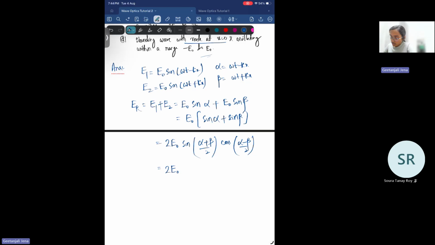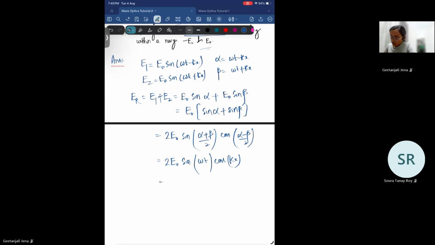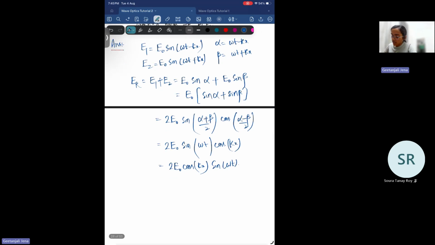we get 2E0 sine omega t cos kx. So this is 2E0 cos kx sine omega t. From this you can see the maximum amplitude, the maximum oscillation that it can have, is 2E0.